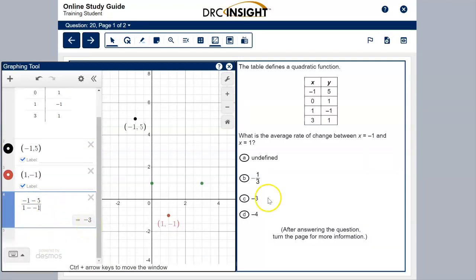So let's make sure we did it right. We went from x equals -1, that's -1, 5, to x equals +1, that's 1, -1. The change in y, it went down 6, and that makes sense, and the x's went up 2. So -6 divided by 2 is -3. So the correct answer was C.